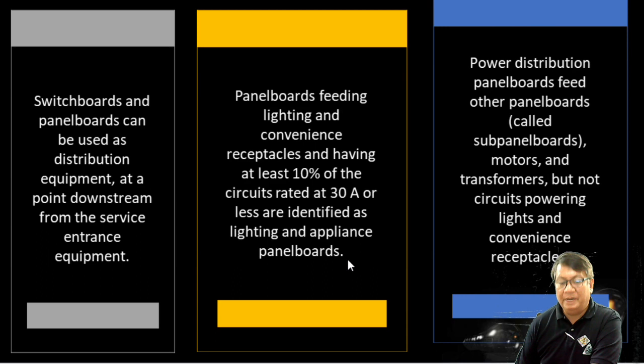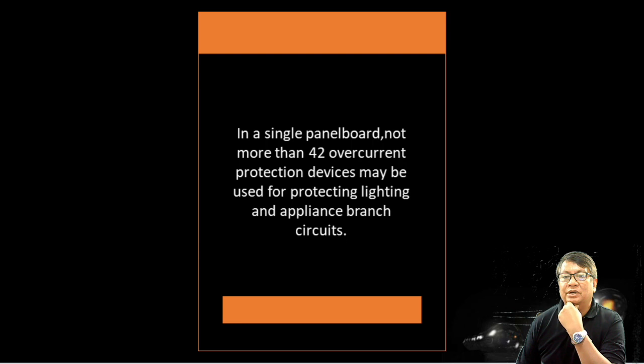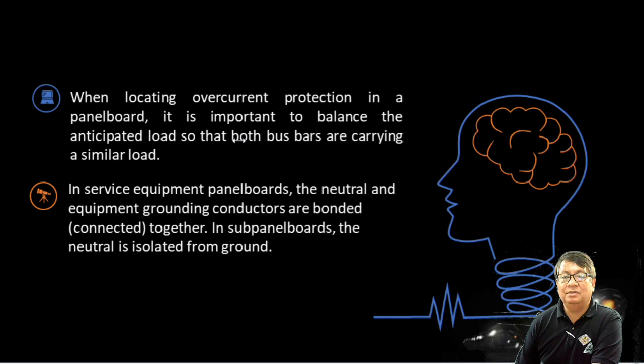Power distribution panel boards feed other panel boards, or tinatawag po natin ditong sub-panel boards. This is for motors and transformers, but not circuits powering lights and service receptacles. In a single panel board, not more than 42 overcurrent protection devices may be used for protecting lighting and appliance branch circuits. In locating overcurrent protection in the panel board, it is important to balance the anticipated load of the whole electrical system.